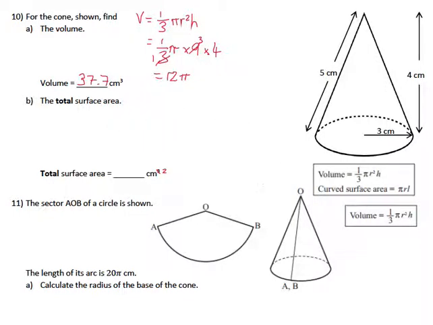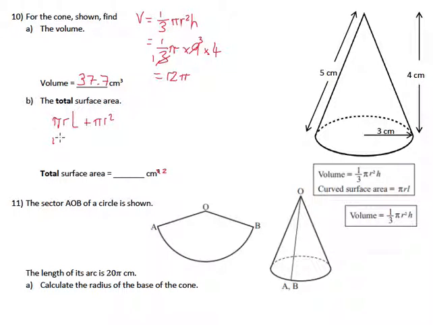Okay, now for the surface area, we're given the curved surface area formula here, but we have to remember there's also another part of the surface area of a cone, and that's the flat base. So we have to remember to add that on at the end. So actually the total surface area is pi RL, which obviously is the curved one, plus the area of a circle, pi r squared.